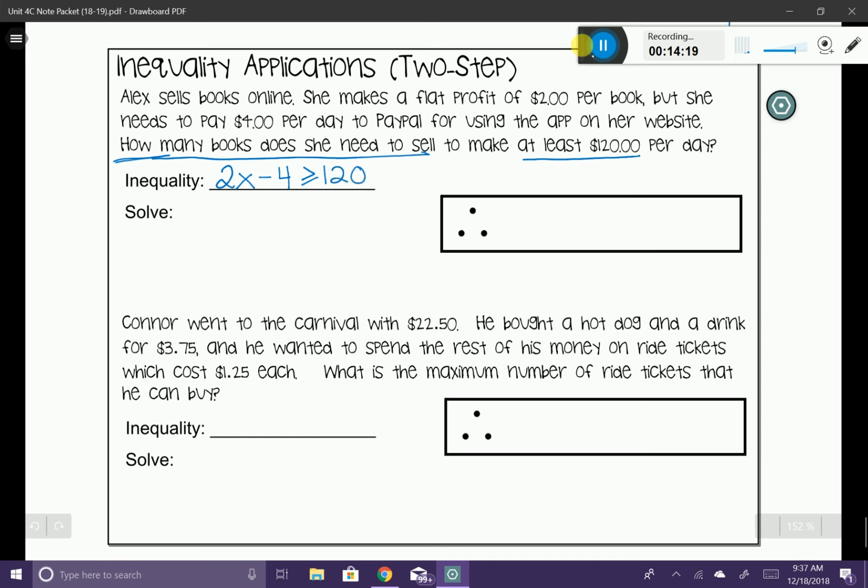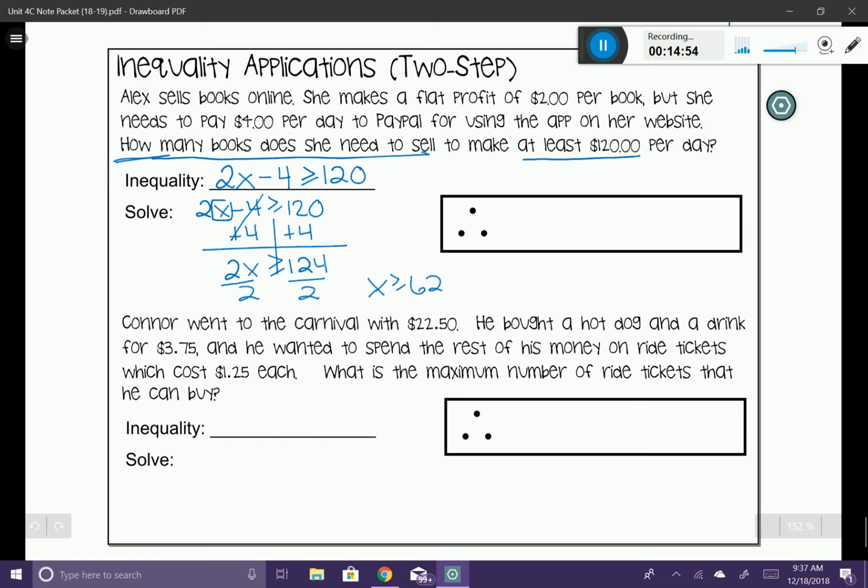Now let's go ahead and solve our two-step inequality. I'm going to put a box around my variable, draw my line. I'm going to begin by eliminating the -4 by adding 4 to both sides. Make sure to line everything up just like we have been in this unit. So 2x is greater than or equal to 124. Now I need to take one more step and just divide both sides by 2. So x is going to be greater than or equal to 62.